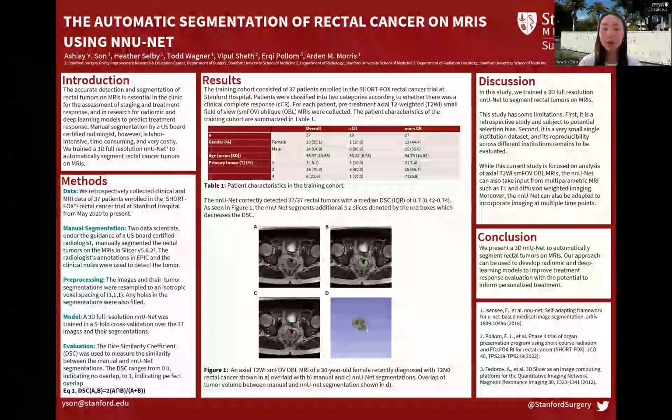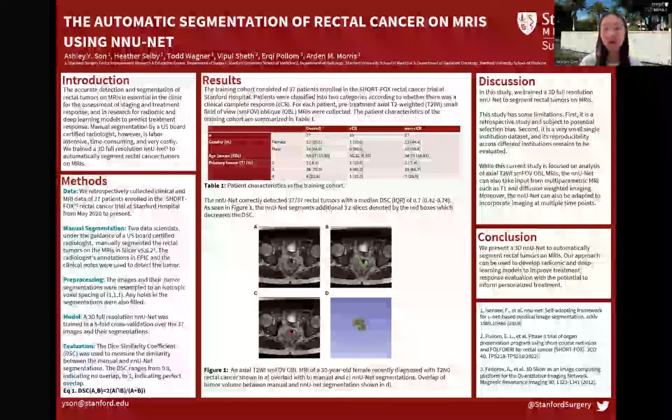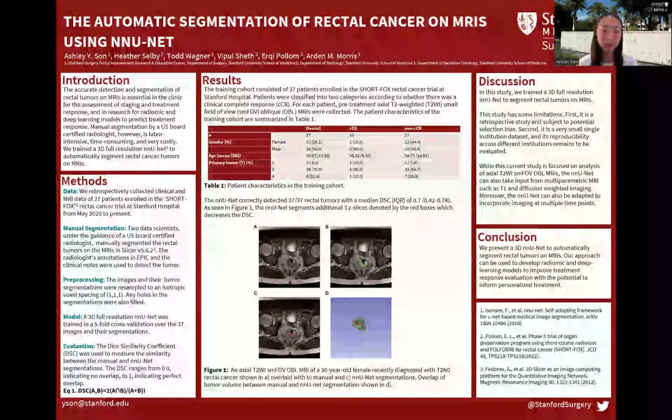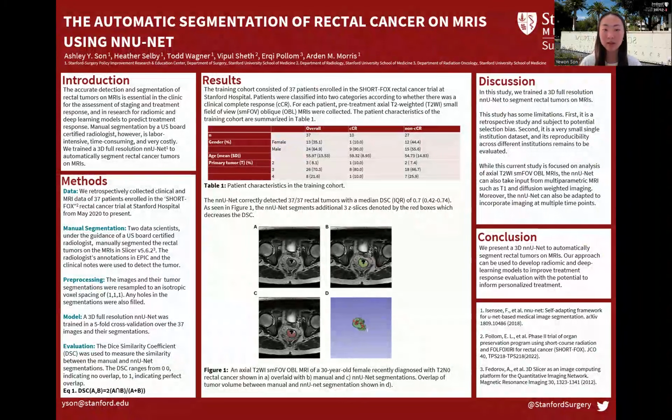To train the nnU-Net, we first resampled all images to a uniform voxel spacing, then filled in all holes in the segmentations. We then performed a 5-fold cross-validation. Figure 1d is the volume overlap between the manual segmentation in green and the nnU-Net segmentation in red. The dissimilarity coefficient here was 0.79.